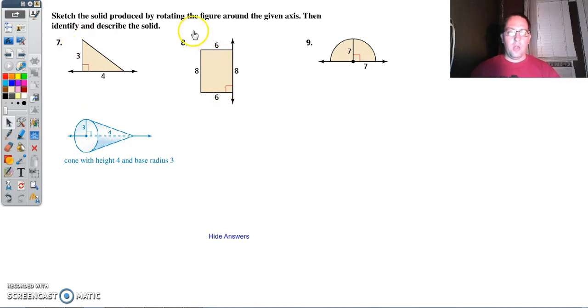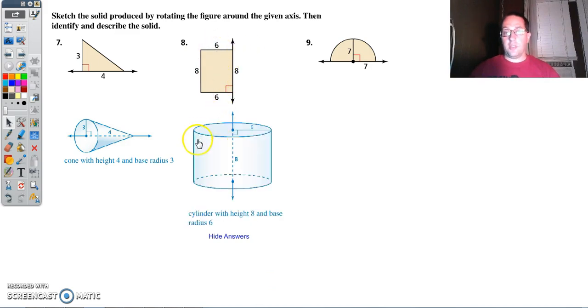Alright. Number 8, we're going to spin it around this axis, this vertical axis. So it's going to spin around this way. And that's going to give us a cylinder. The height of the cylinder is the height of the rectangle along the axis, that length right there. And the radius of the cylinder is the base on your rectangle.